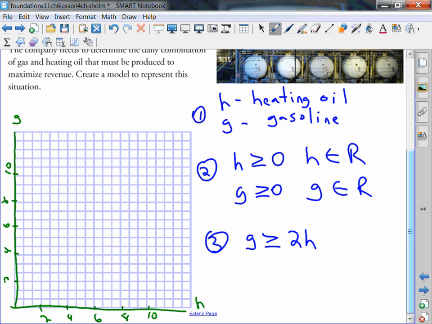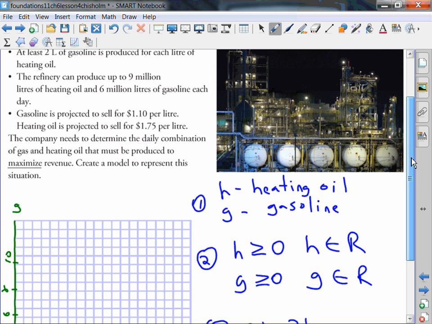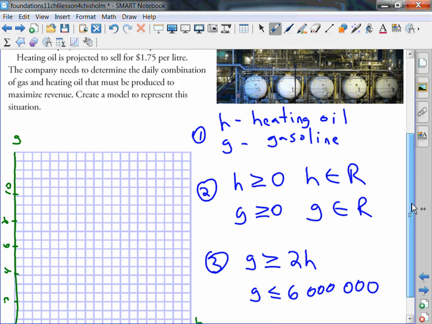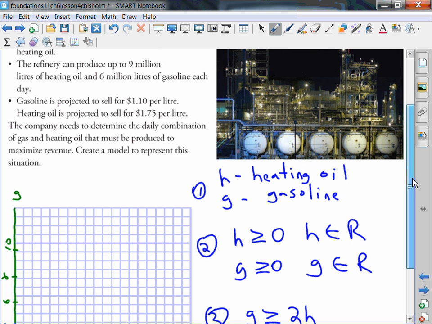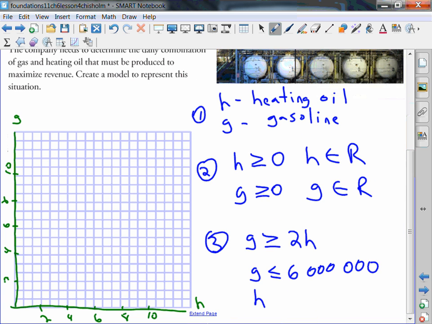The next one, the amount of gas that can be produced. It says no more than, or up to, 6 million liters of gas each day. So we can say that gas is going to be less than or equal to 6 million. And for the heating oil, up to 9 million liters of heating oil per day. So H is going to be less than or equal to 9 million.